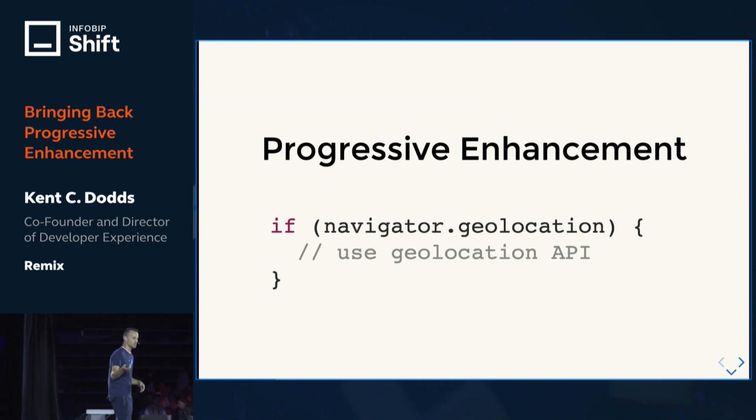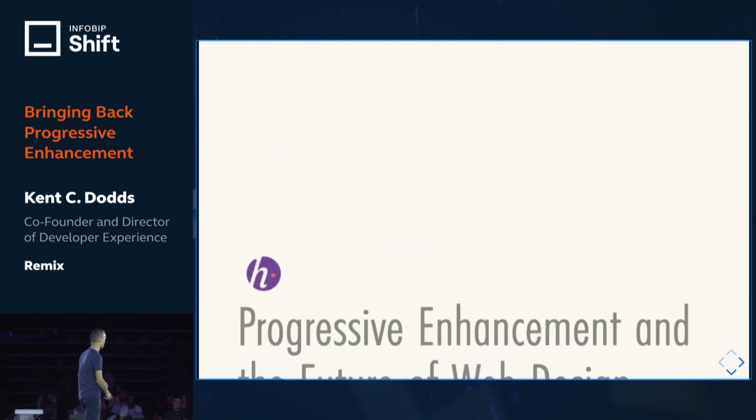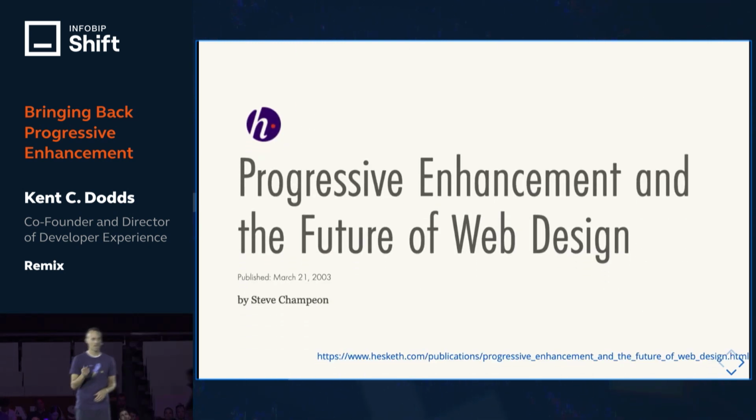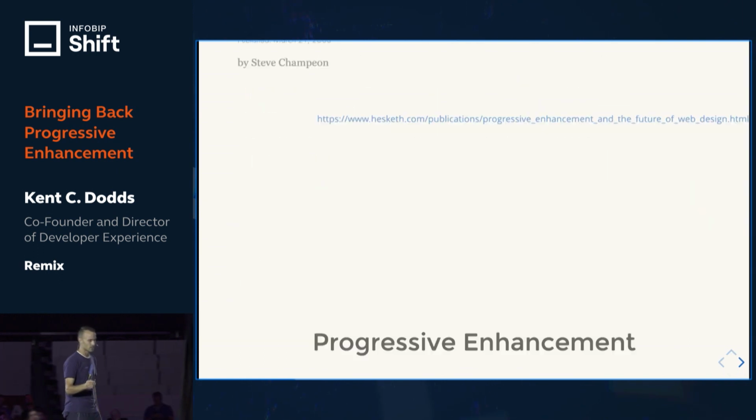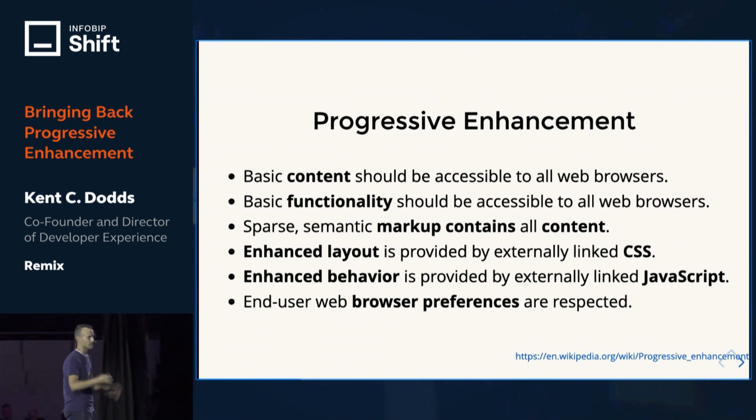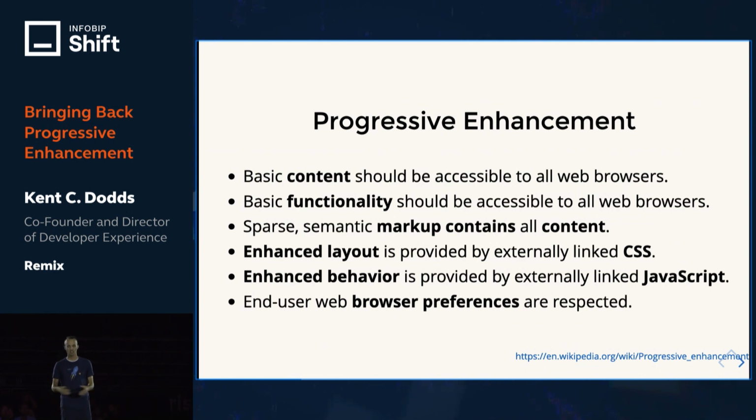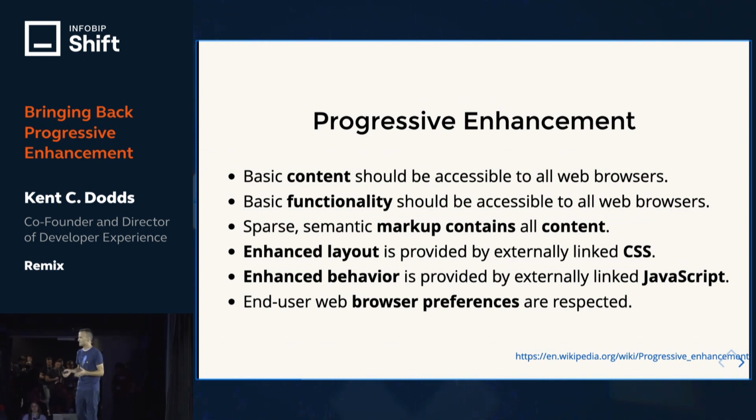Progressive enhancement's actually been around for way longer than the geolocation API on the web. It was introduced back in 2003, and the basic premise is a couple of things. Content and functionality should be accessible to all web browsers. Markup contains all the content. The layout comes from CSS. Behavior comes from JavaScript, and browser preferences should be respected. So those are the ideas.